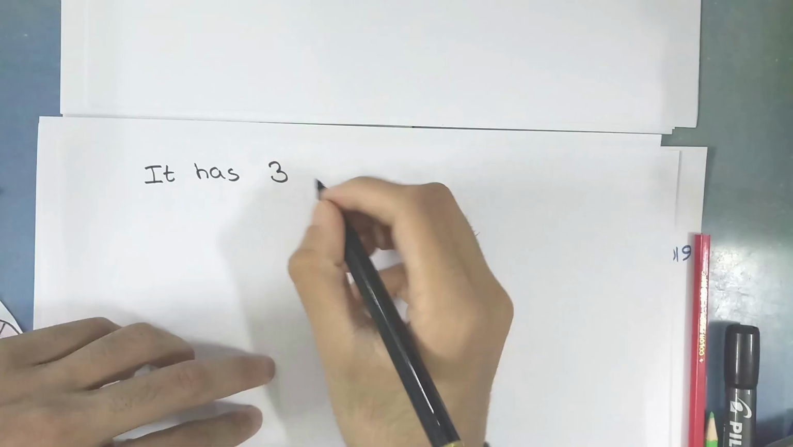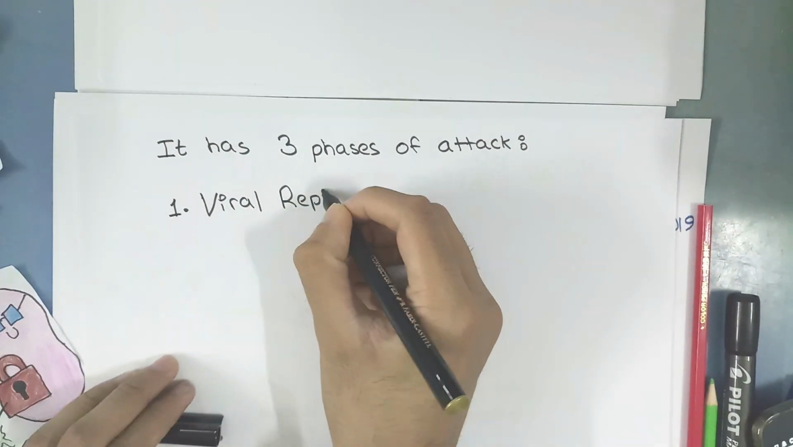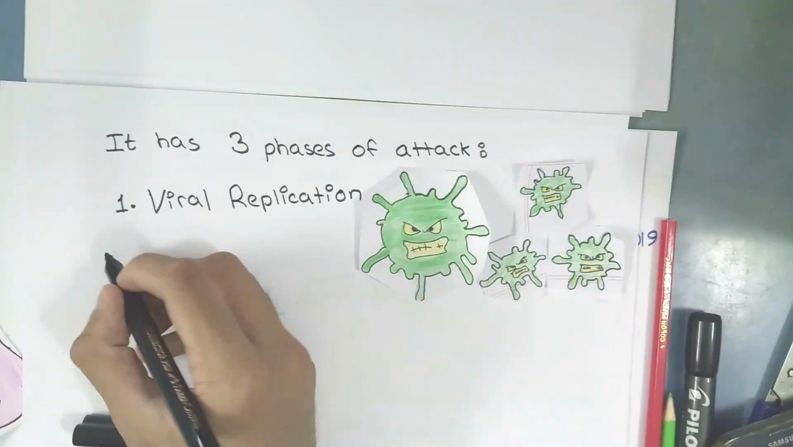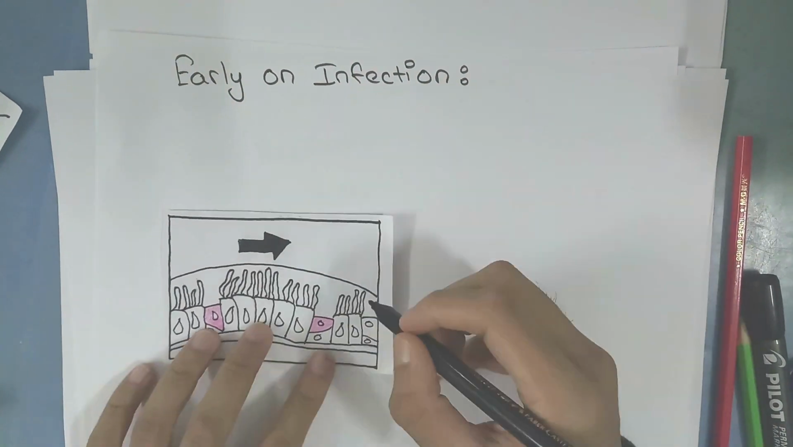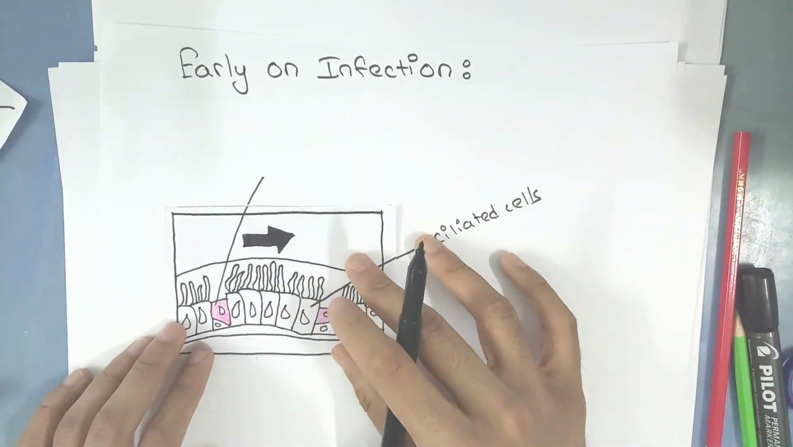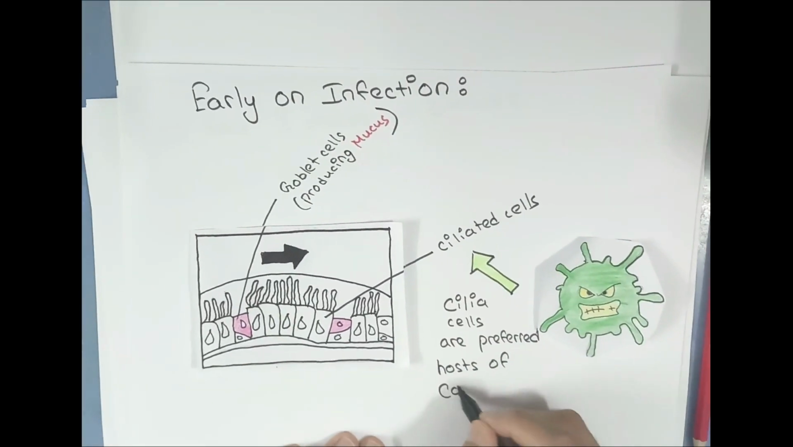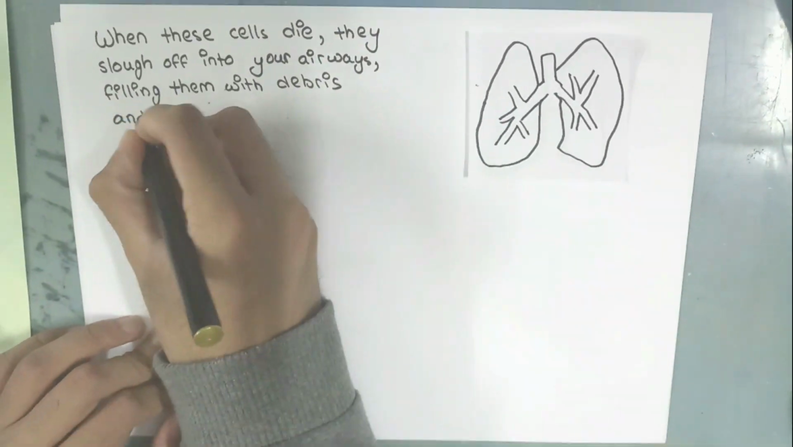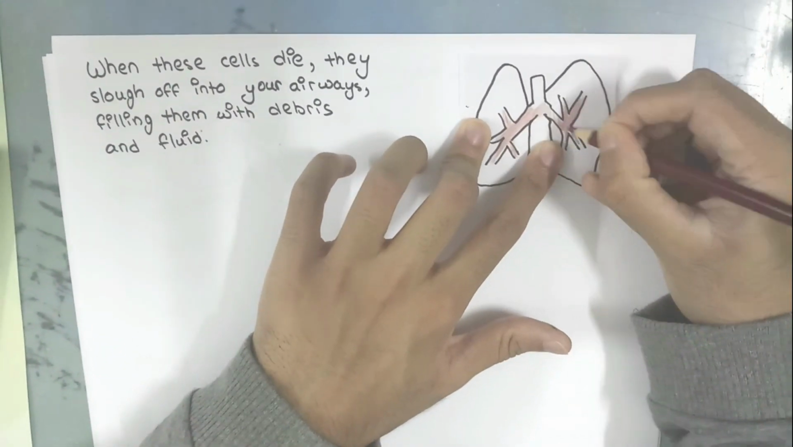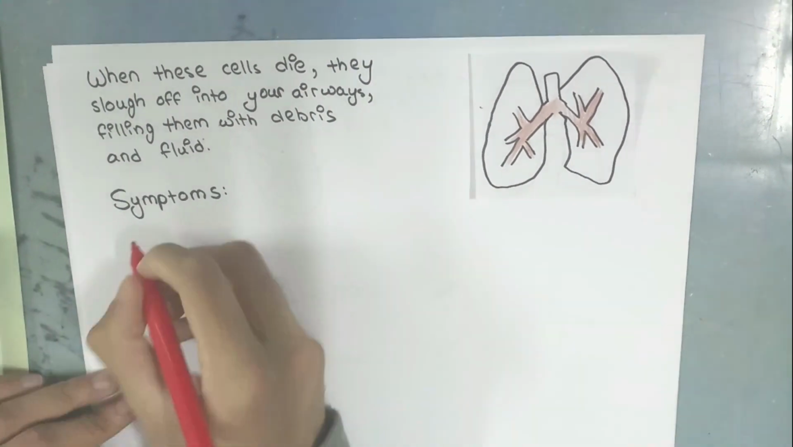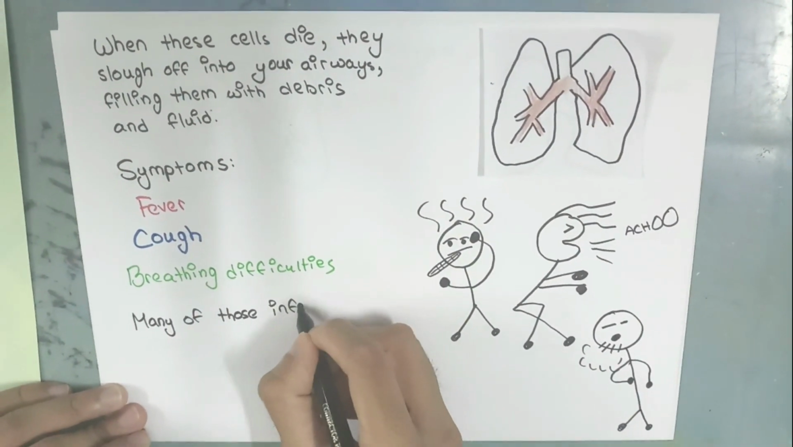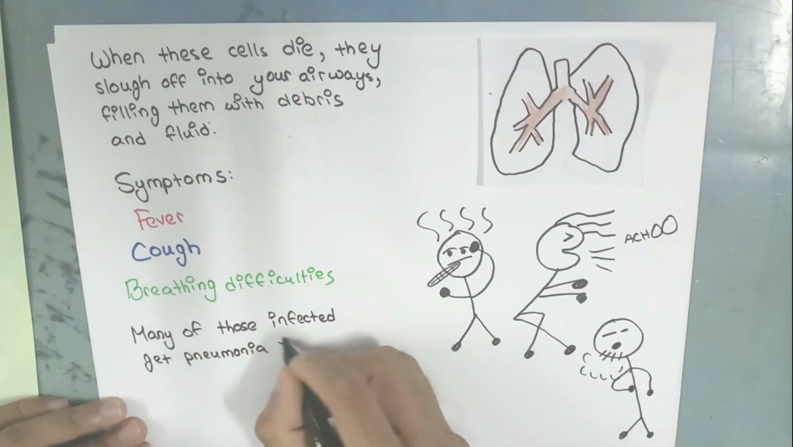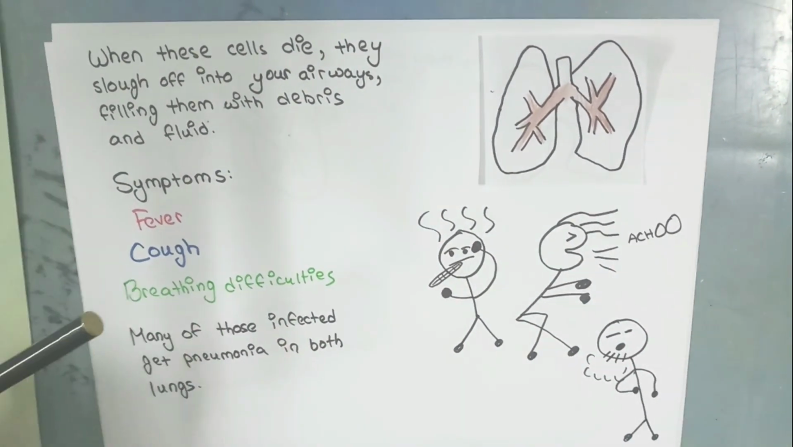It has three phases of attack: viral replication, hyperreactivity of the immune system, and finally, pulmonary destruction. Coronavirus invades two types of cells in the lungs: mucus and cilia cells. Cilia cells are the preferred hosts of COVID-19. When these cells die, they slough off into your airways, filling them with debris and fluid. Symptoms include a fever, cough, and breathing difficulties. Many of those infected get pneumonia in both of their lungs.